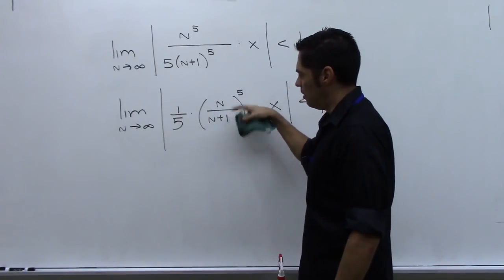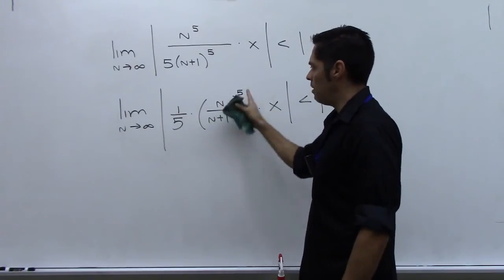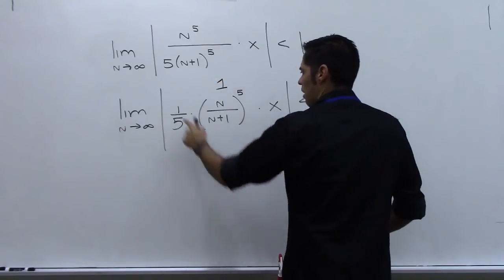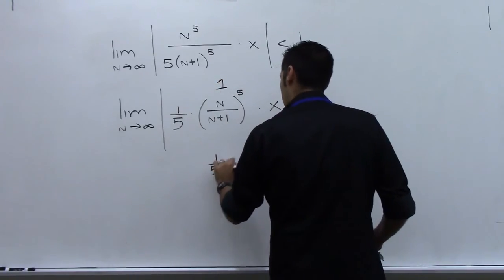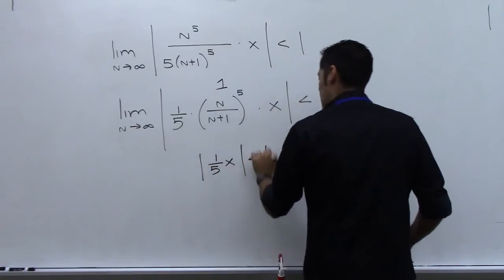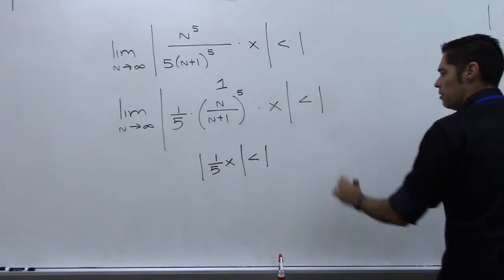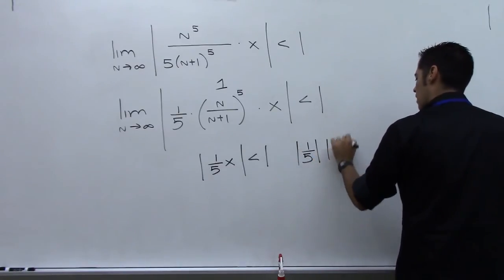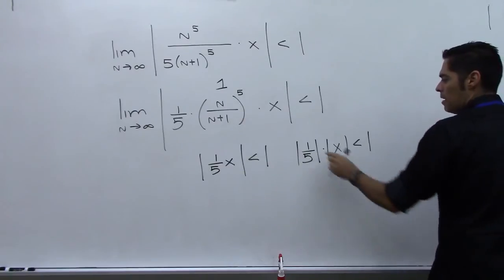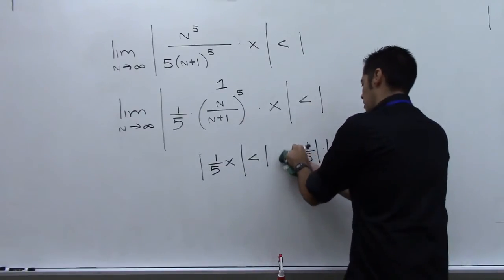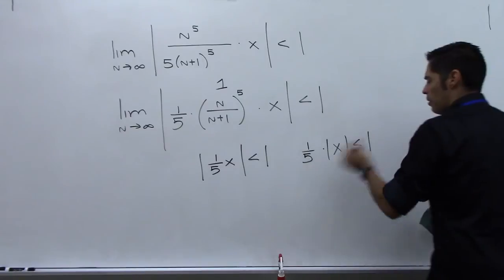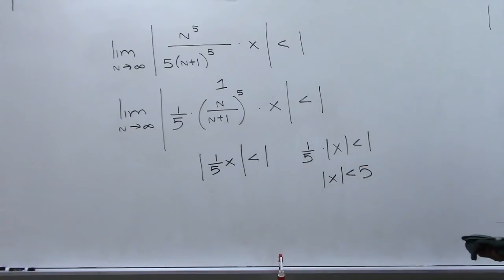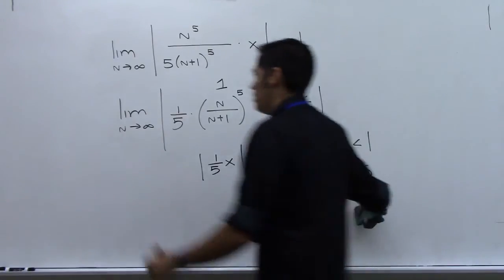you can do L'Hopital on just the inside. You get 1 over 1, that's 1, and 1 to the 5th power is still 1. So all of that turns into a 1. And so I have 1/5 times x. I need the absolute value of that to be less than 1. So I can rewrite this as the absolute value of 1/5 times the absolute value of x, less than 1. But the absolute value of 1/5 is just 1/5. Now I multiply both sides by 5. The absolute value of x needs to be less than 5. And so my radius of convergence is this number right here.